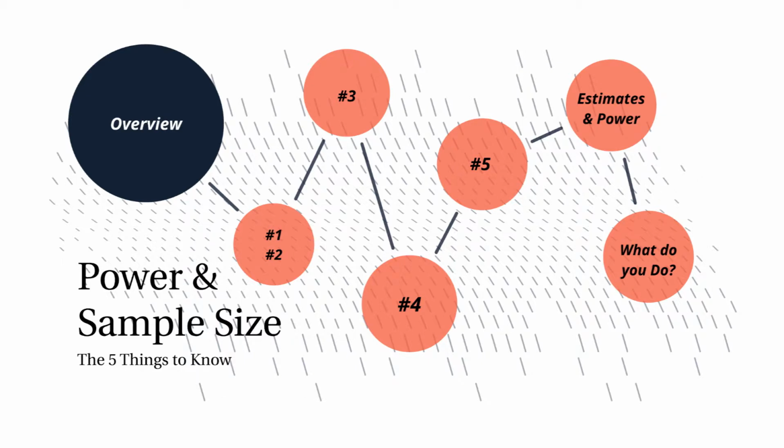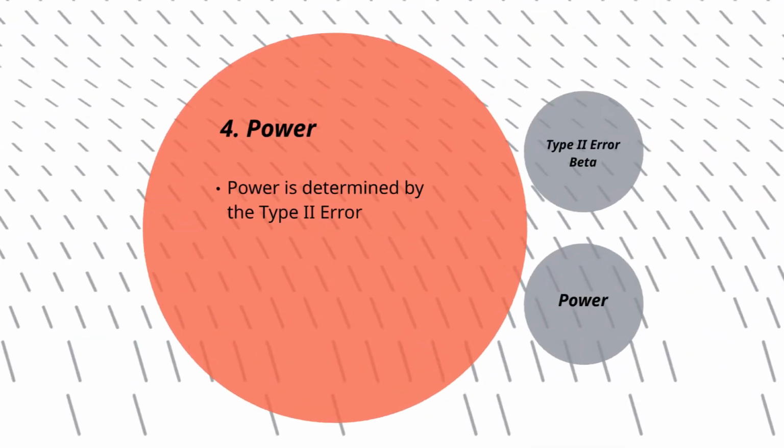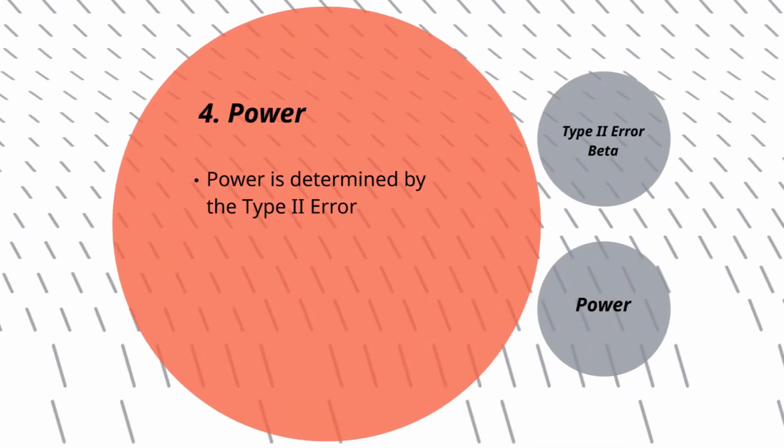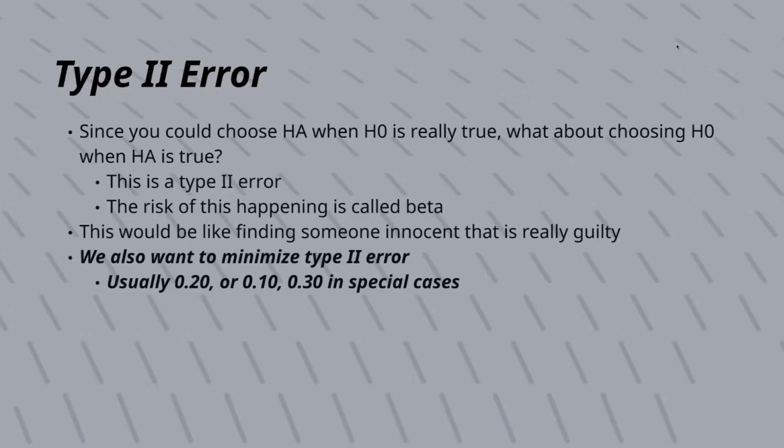So we need to know our meaningful difference and our standard deviation, or our variability. We need to know the type 1 error. We also need to know what our power is. Power is determined by our type 2 error. But we are not as concerned with minimizing the type 2 error. Think about the legal scenario. We're really concerned about sending an innocent person to jail. We are also concerned about letting a guilty person walk free, but not as concerned as we would be by sending innocent people to jail.